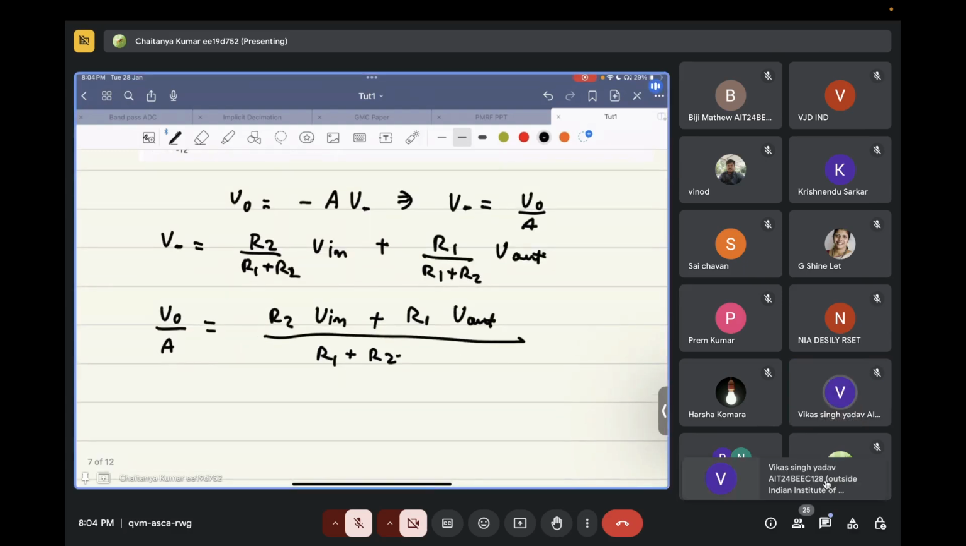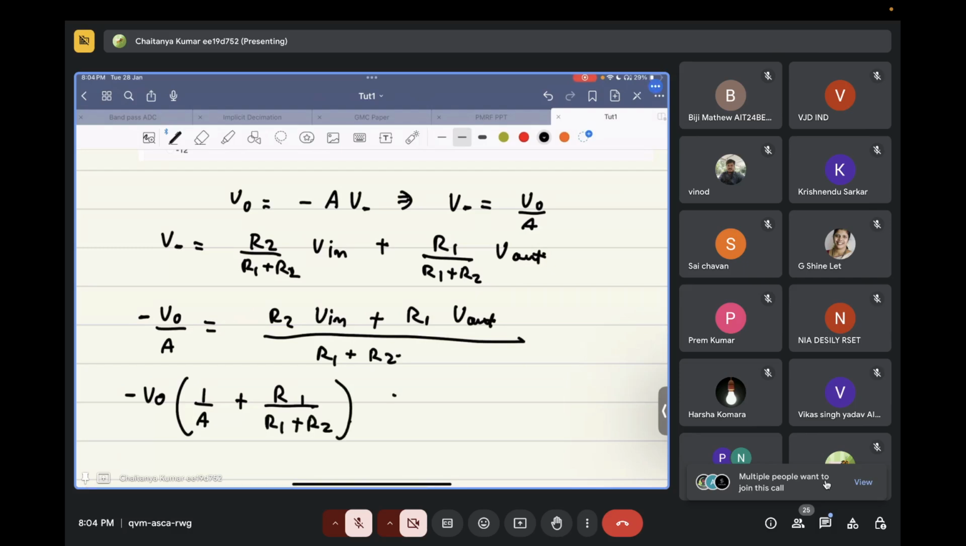So what we have over here is all the V out terms we can take on one side. So we will have, this is minus V out by A, sorry, minus of 1 by A plus R1 upon R1 plus R2 is equal to R2 upon R1 plus R2 times Vn. Okay.